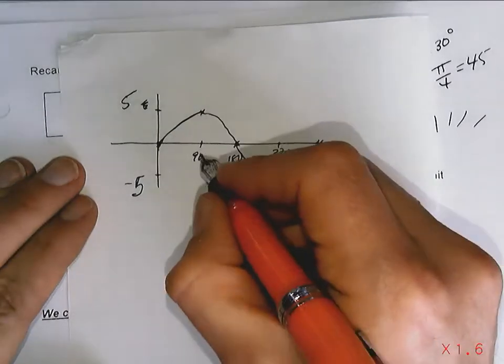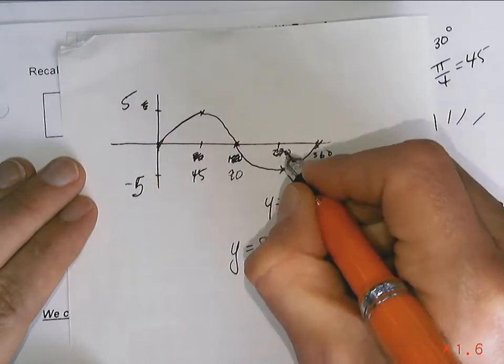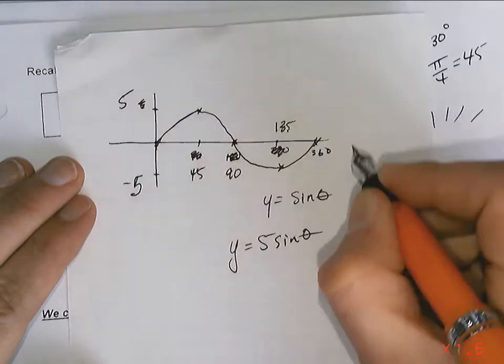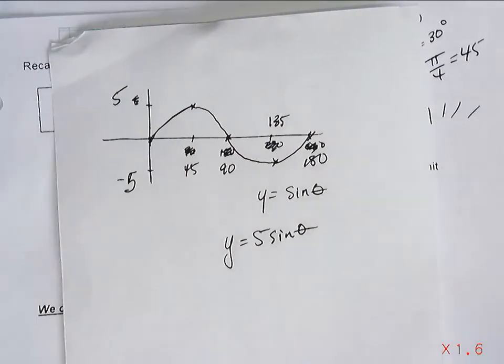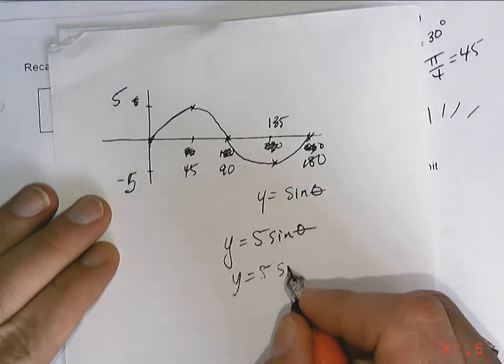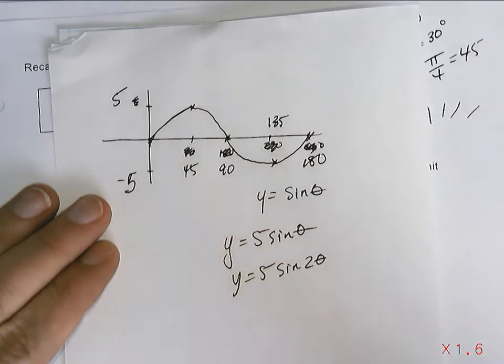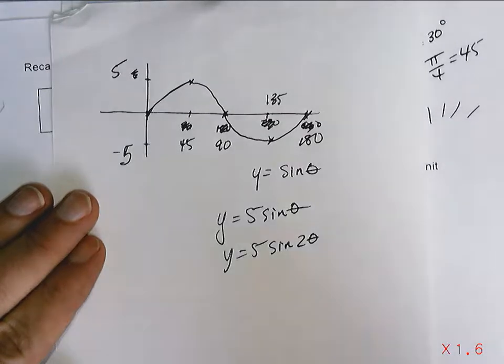Now, what if I change this to 45? Change this to 90. Change this to 135. And change this to 180. I just did a horizontal compression, didn't I? I've now sketched this. So again, the shape doesn't change. Vertical compressions, horizontal compressions only affect your scale.